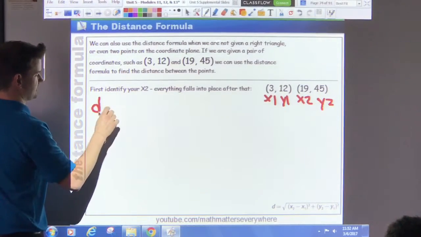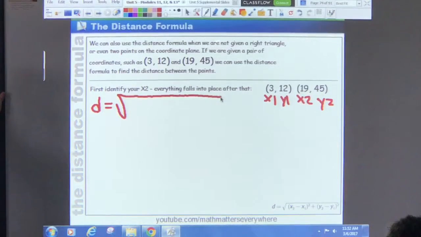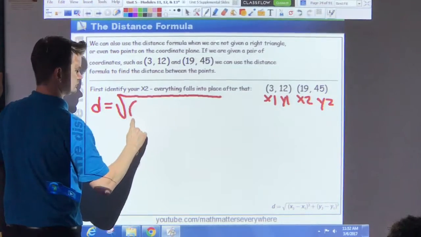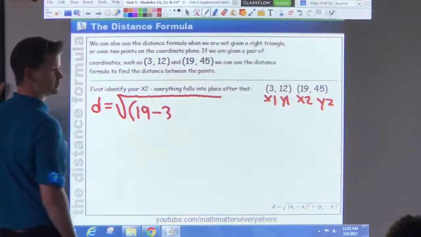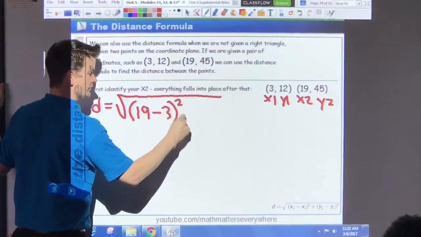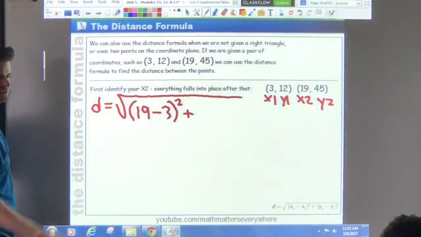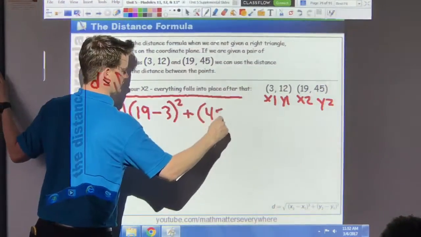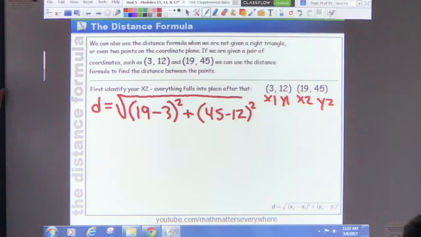Once you get that, you substitute it into the formula. D equals, and be careful when you set this up initially. If you make one little mistake in the beginning, everything else is going to be wrong. So D is equal to x2, 19 minus x1, which is 3. Notice I'm not doing negative negative here because that's a positive number. It's just 19 minus 3 squared plus, what's going in next? 45 minus 12 squared. And then order of operations, do what's in the parentheses first before you deal with the exponents.